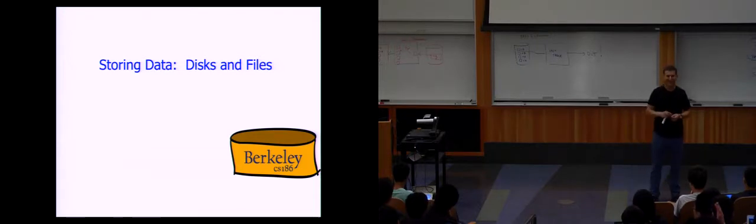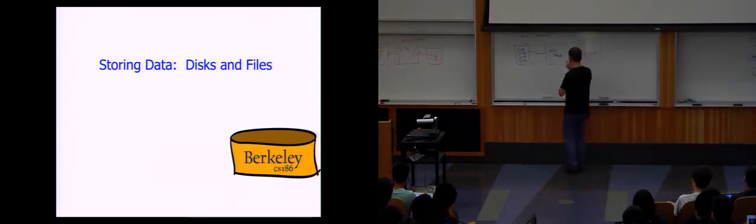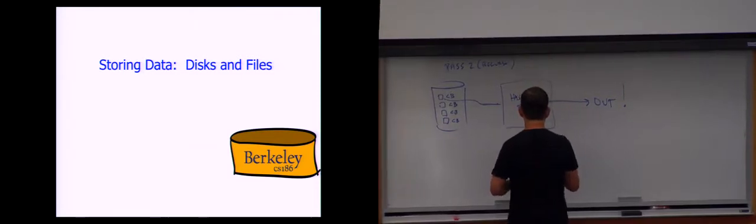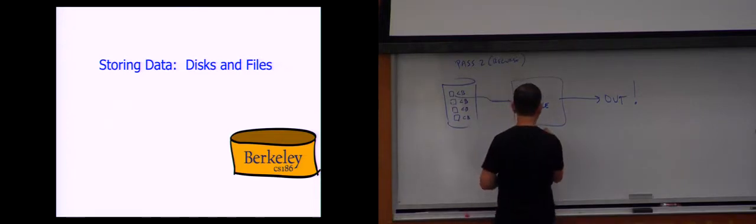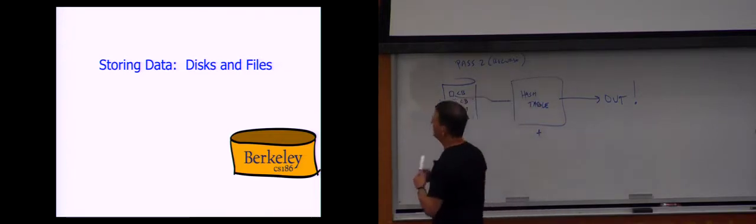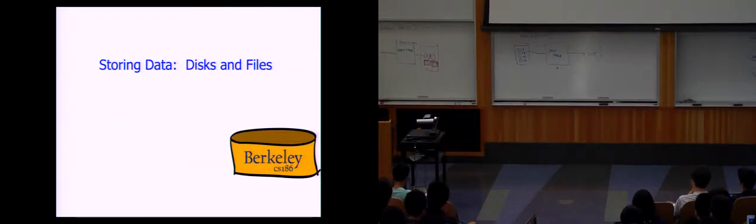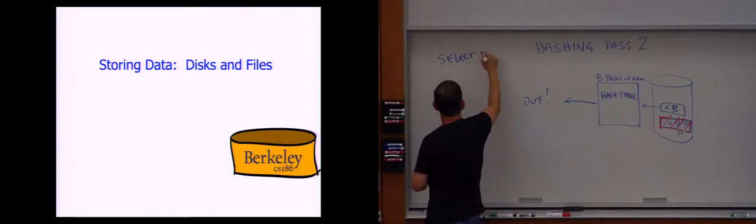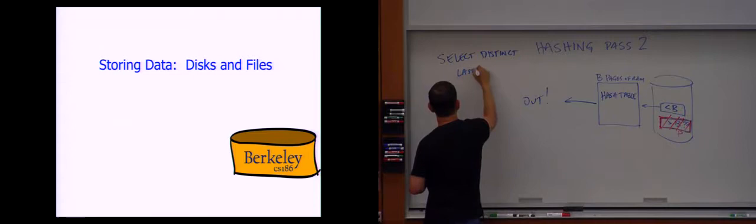So, yes? Can you explain what your hash table looks like? Yes. So for the case of duplicate elimination, think of it as a Python dict or a Ruby map or what have you. It's a hash table, okay? And the keys are going to be, so let's make this super specific. The query we're running is select distinct last name from students.